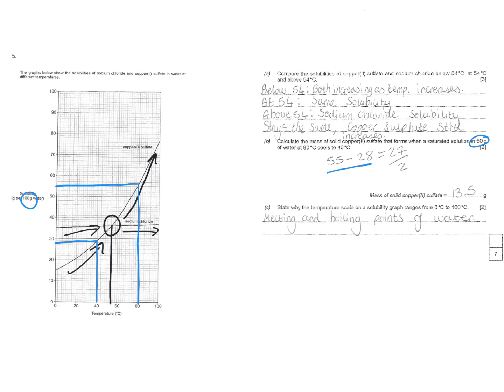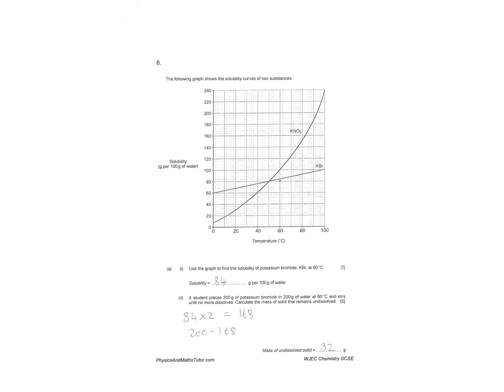State why temperatures on solubility graphs range from 0 to 100: because they are the melting and boiling points of water. So that's when water is in its liquid state. Again, another kind of question quite similar.